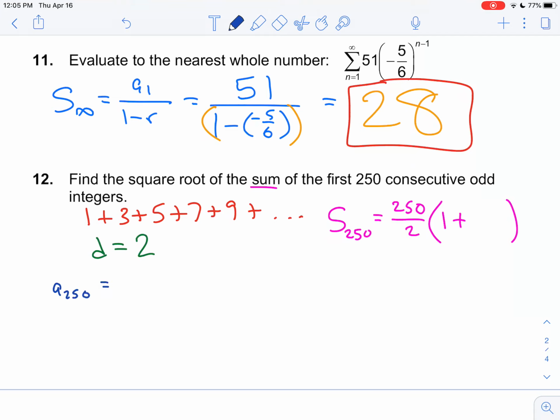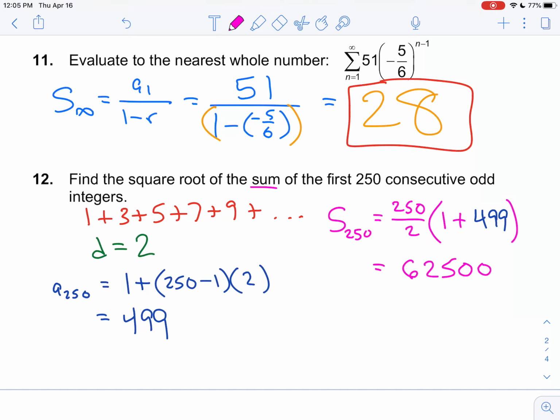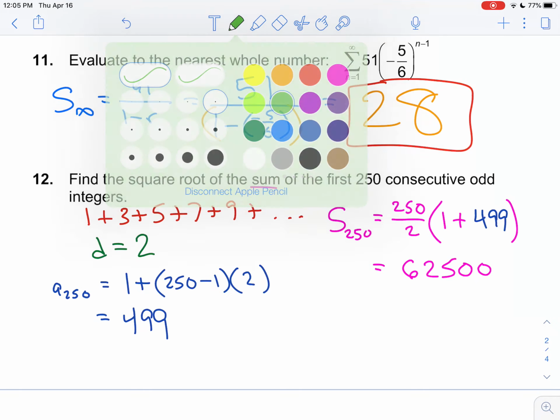So I have 2 off to the side or somewhere. Find my 250th term. So I'm going to go to my formula sheet. First term plus, parentheses, n minus 1 times d. There we're going to use the 2. So just go to the calculator. The last number in that list is 499. And now we can go to the calculator. I guess I'll stay pink. And so that number is 62,500.